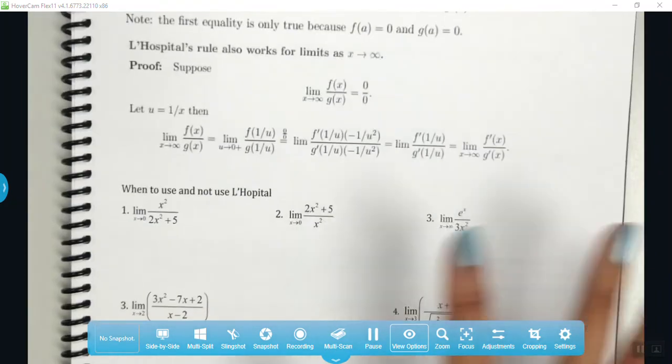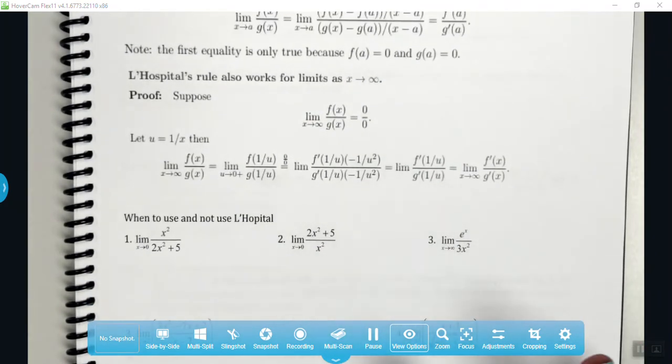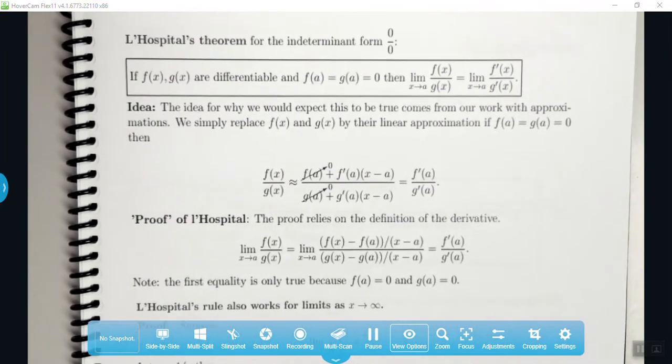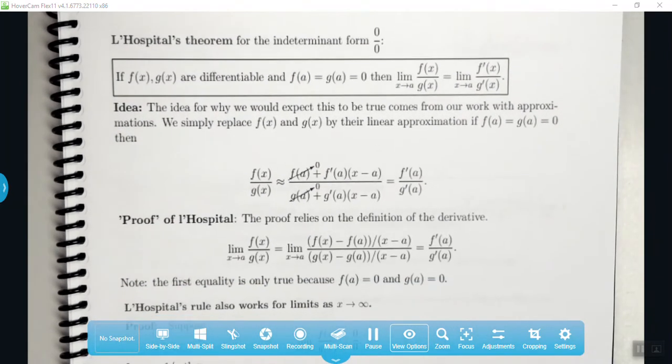Okay, guys, are you ready for some L'Hopital's rule? L'Hopital's rule is, we're going back to limits now.